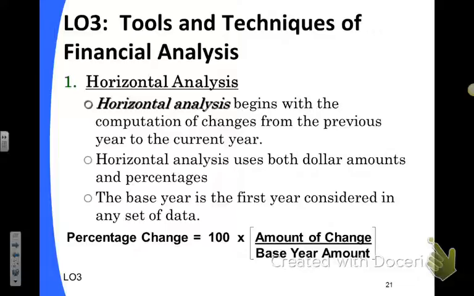The actual financial ratio is calculated by using the following formula. You're going to take the amount of the change and divide that by the base year amount, multiply it by 100 to get the percentage change.